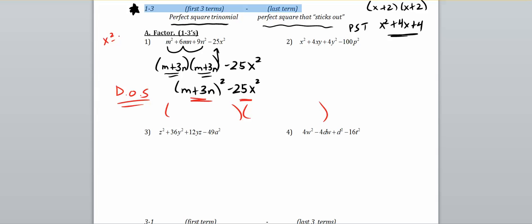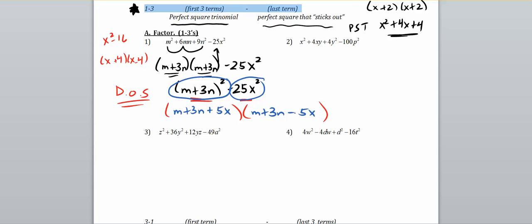So if I had x squared minus 16, you do x and 4, and then x and 4, and you make one a plus and one a minus. Well, you're going to do the same thing here. It just looks different, but it really is a difference of squares. If I look at this first term, m plus 3n quantity squared, the square root of that would just be m plus 3n. So I put m plus 3n on the left side and m plus 3n on the right. What's the square root of 25x squared? Well, it's going to be 5x and 5x. And just like an easier difference of squares, you're going to make one of these a plus and one of these a minus. And that would be your final answer for factoring a 1 3.